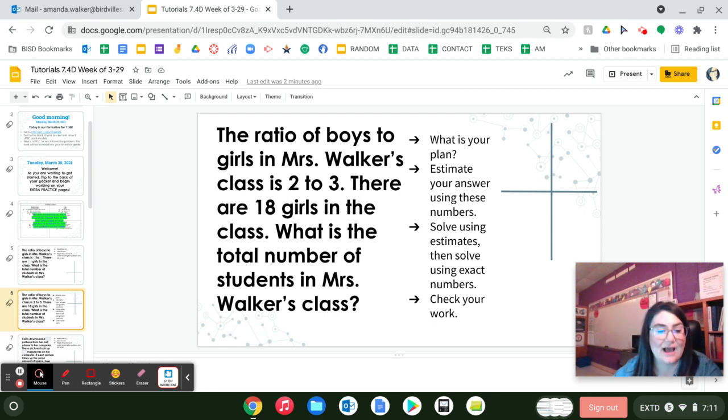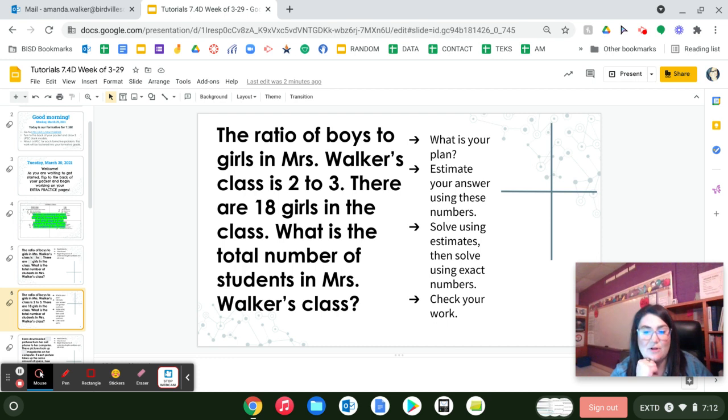So now that we have our actual numbers, the ratio of boys to girls in Ms. Walker's class is 2 to 3. There are 18 girls in the class. What is the total number of students in Ms. Walker's class? So look back at your plan. You can now either estimate your answer using these numbers. You can solve using estimates, then solve using exact numbers.